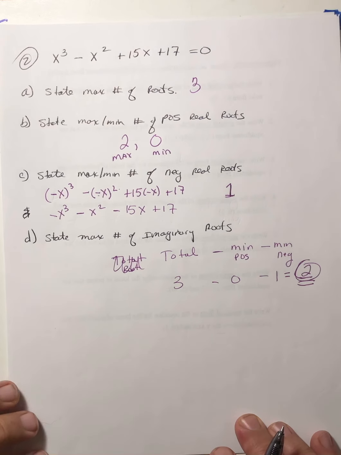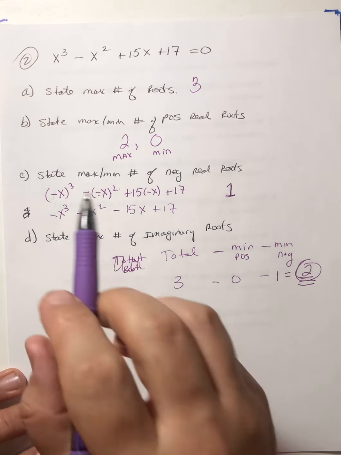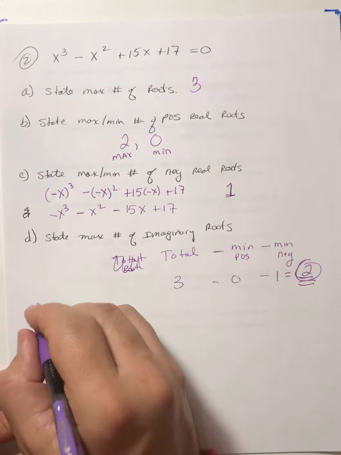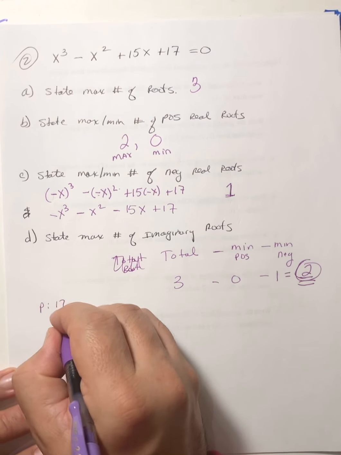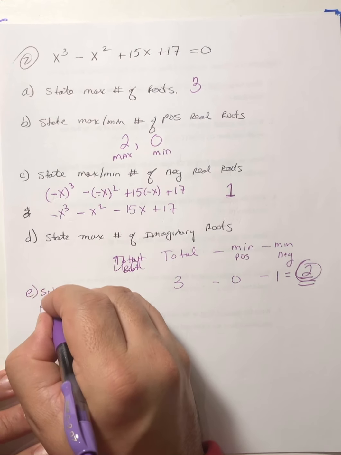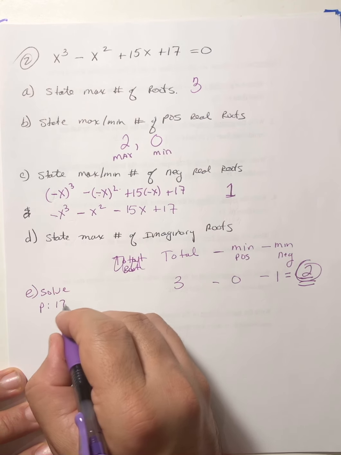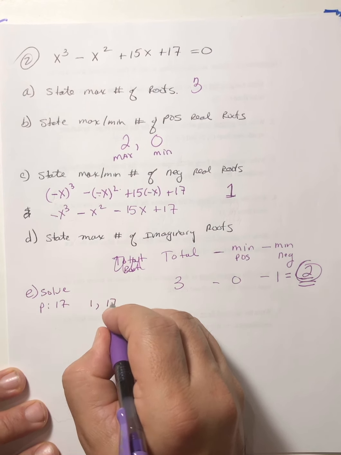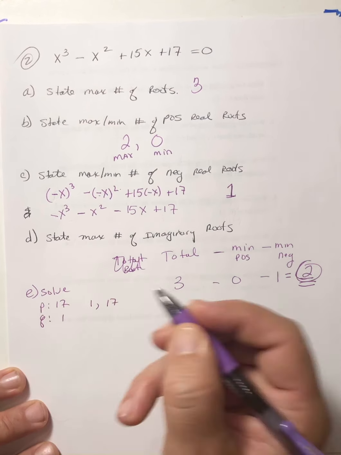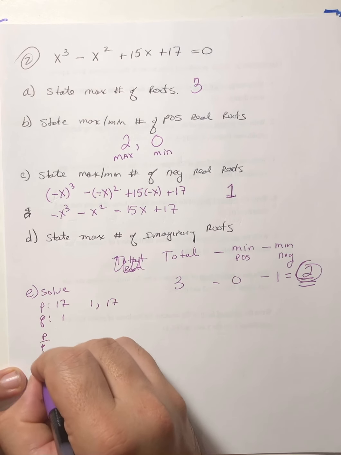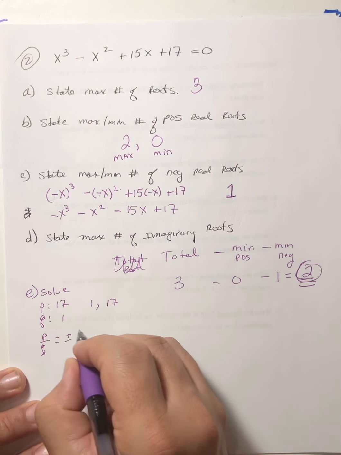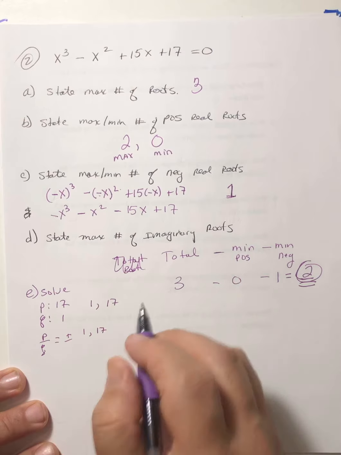All right, let's do some solving now. So again, nice and easy PQ list. P is 17, so E is solve. What are your factors of 17? 1 and 17. Q is 1. So your P over Q is plus and minus 1 and 17.